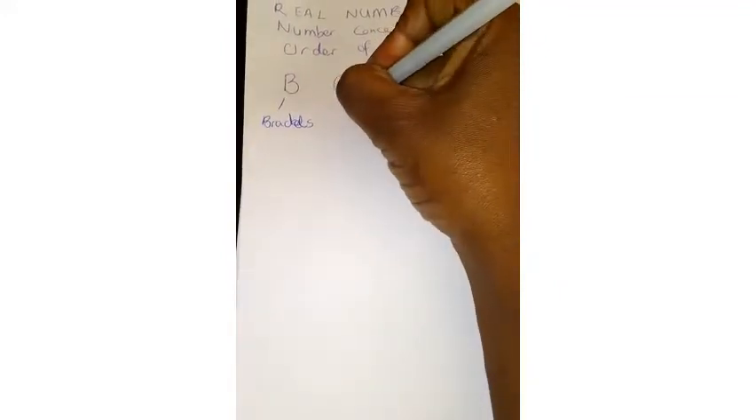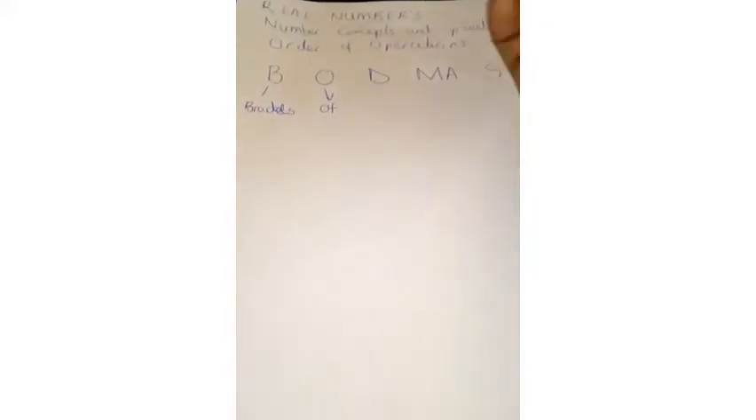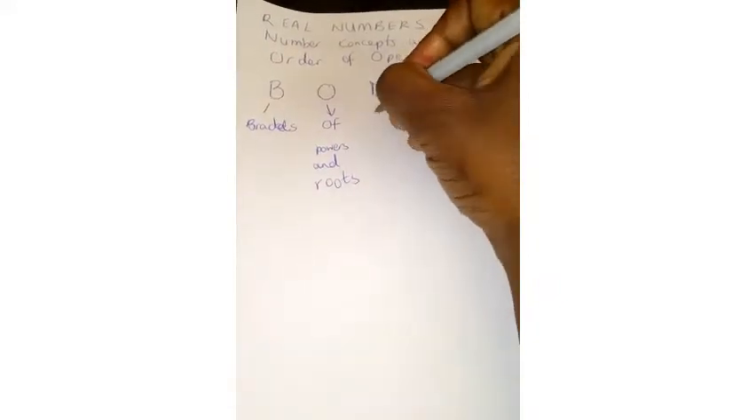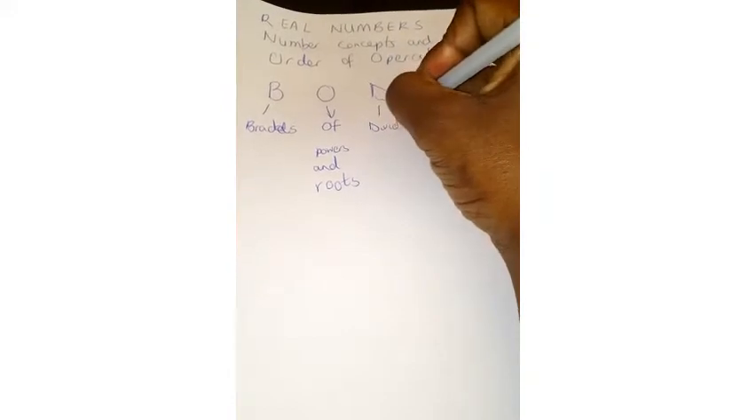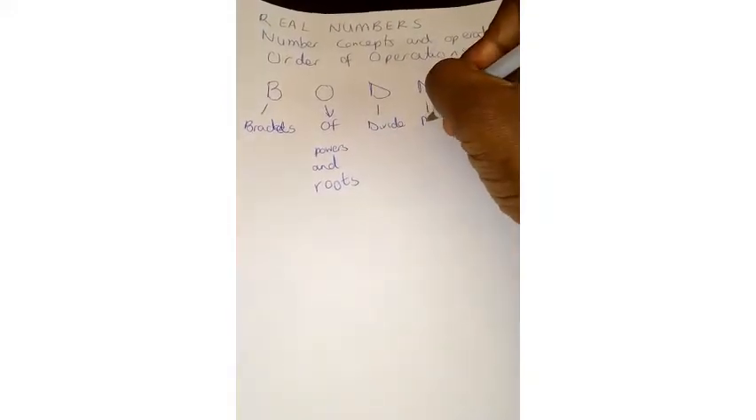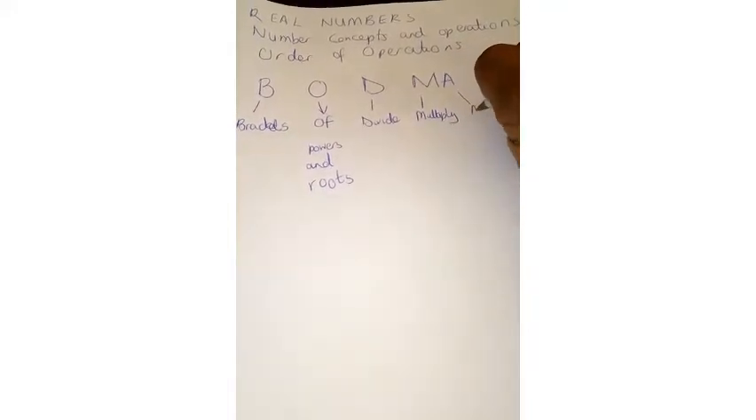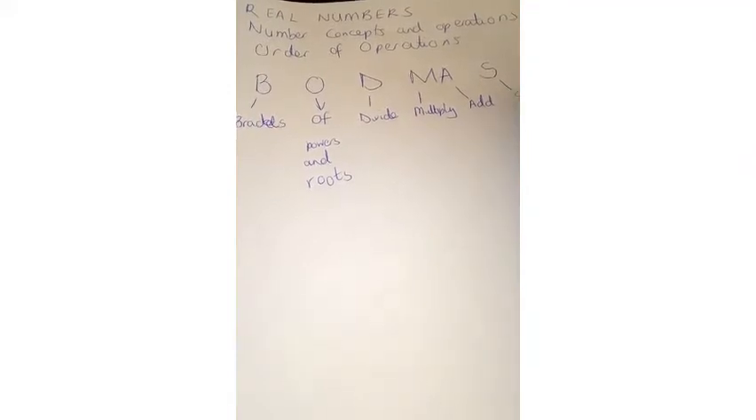The B stands for brackets. First, you should solve everything in the brackets. The O stands for of, and it refers to powers and roots. That is what you solve next. And the D stands for divide. Next, you do division and multiplication. Then next you add and subtract.